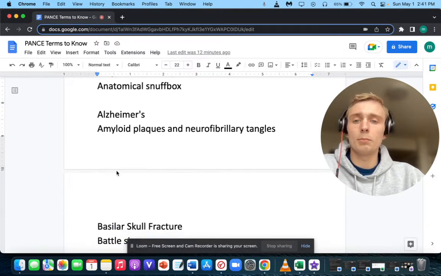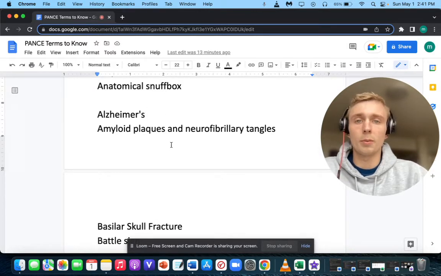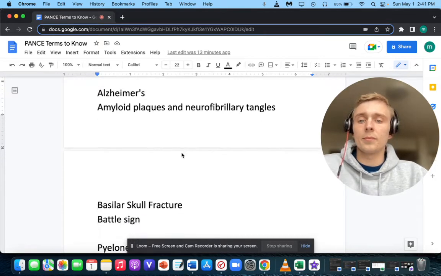How about amyloid plaques in neurofibrillary tangles? You want to think of Alzheimer's for that, Alzheimer's disease. So amyloid plaques in neurofibrillary tangles are some of the causes of Alzheimer's disease, or the proposed mechanisms anyways.